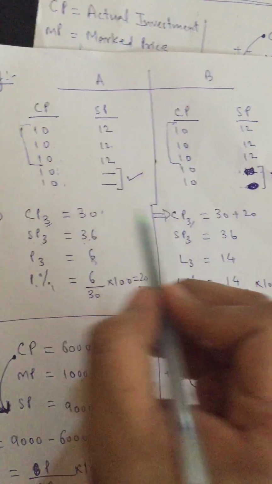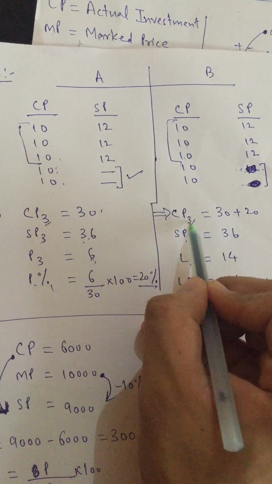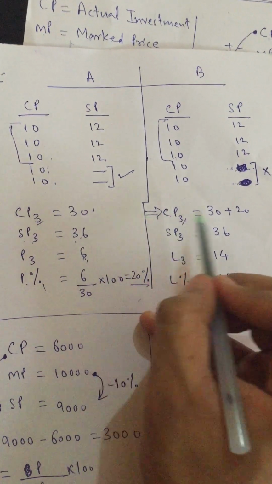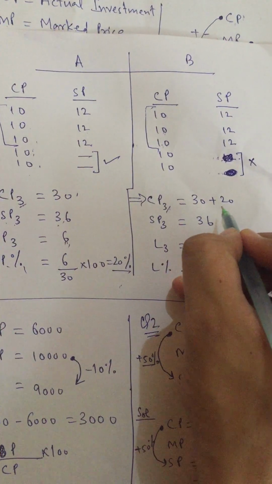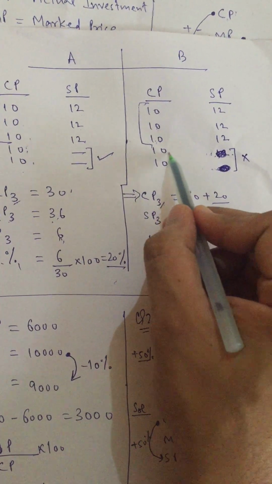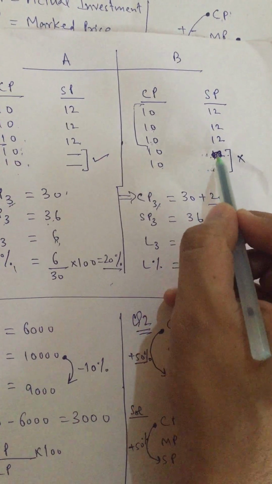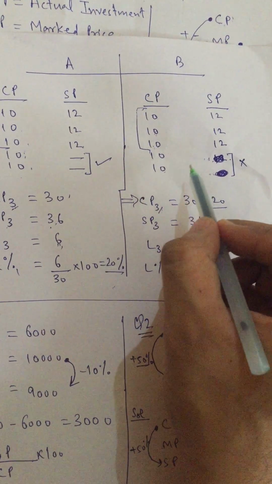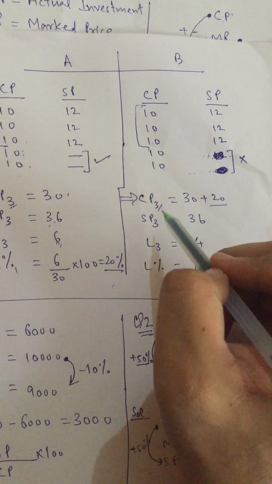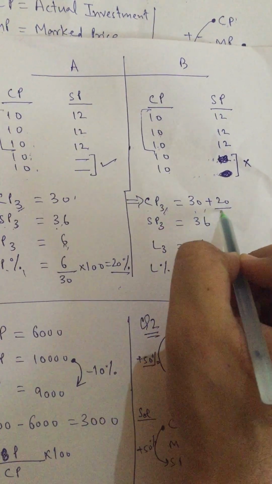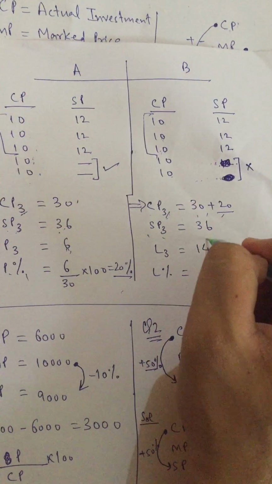So quantity, just like the previous case, will be 3 only, but this time instead of 30, the cost price will be 50. Why? Because these 2 pens are spoiled. They will never ever be put into business. So their cost price will also add to the cost price of 3. So in this case, cost price of 3 becomes 30 plus 20. SP of 3 is 36.